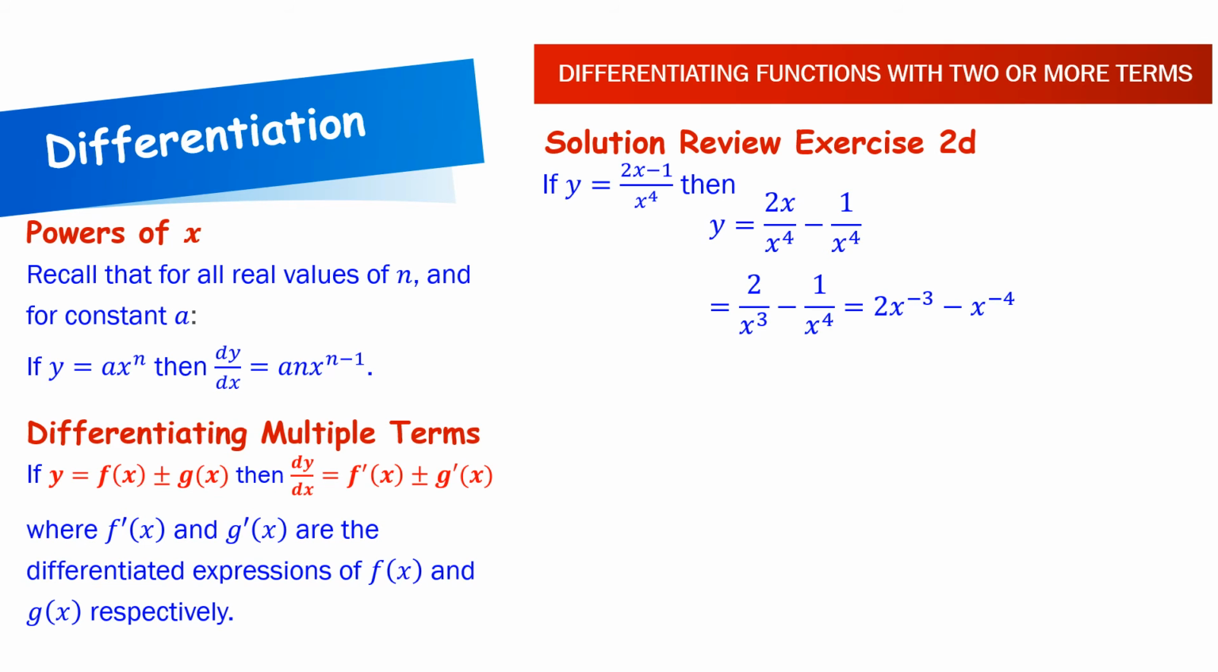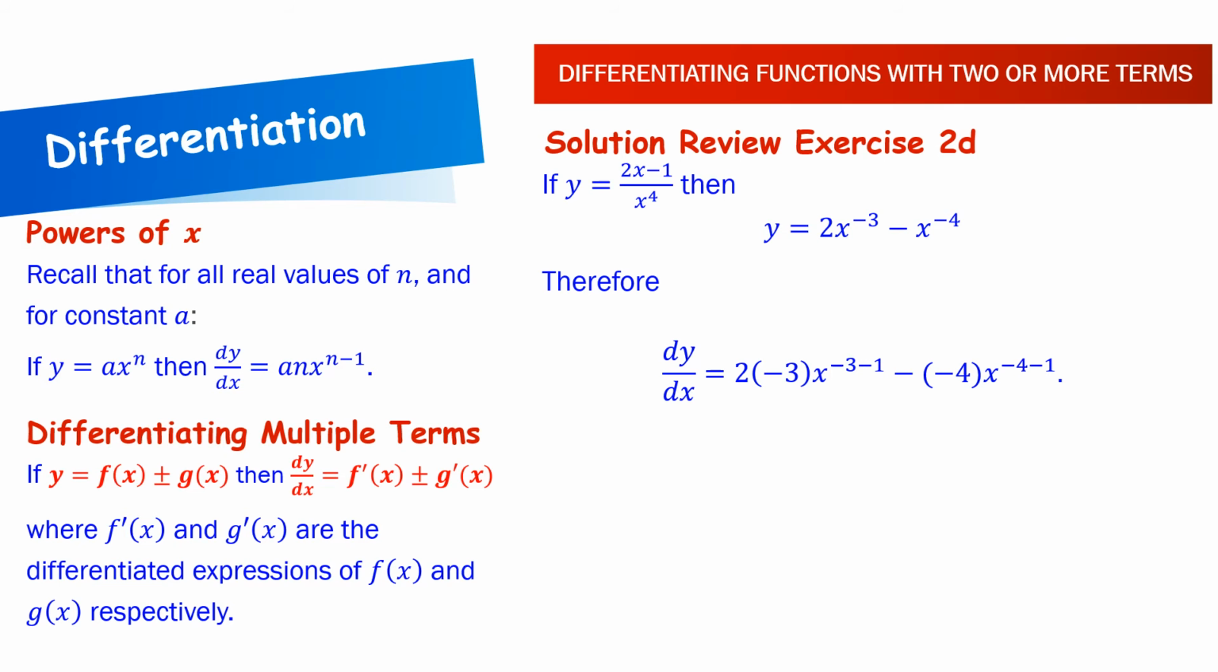We can rewrite this in a form that will help us to differentiate the function more easily. So this becomes 2x to the power minus 3 minus x to the power minus 4. So we have the expression y equals 2x to the power minus 3 minus x to the power minus 4. And now we can differentiate. So dy/dx becomes 2 times minus 3 times x to the power minus 3 minus 1.